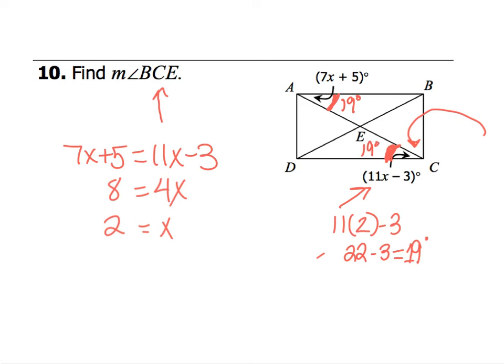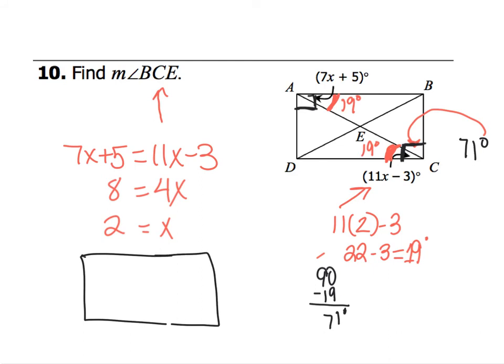What do we know about a rectangle? We know that every angle is a right angle, which means it adds up to 90. So what do you think we're going to do to find that angle? You got it. We're going to subtract it from 90, and we get that this angle over here is 71 degrees.